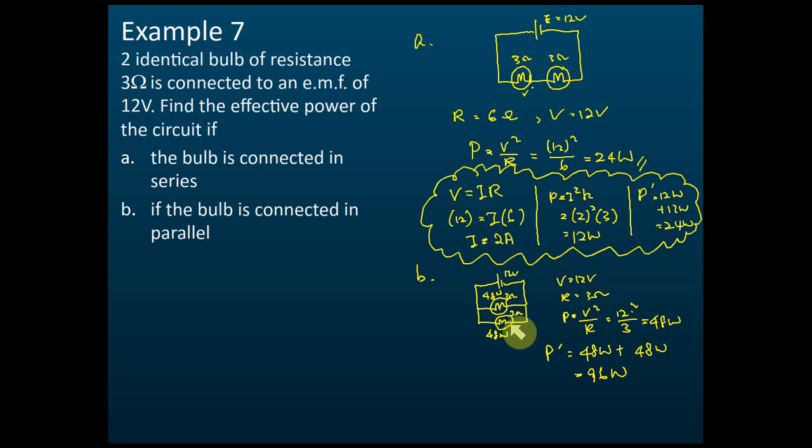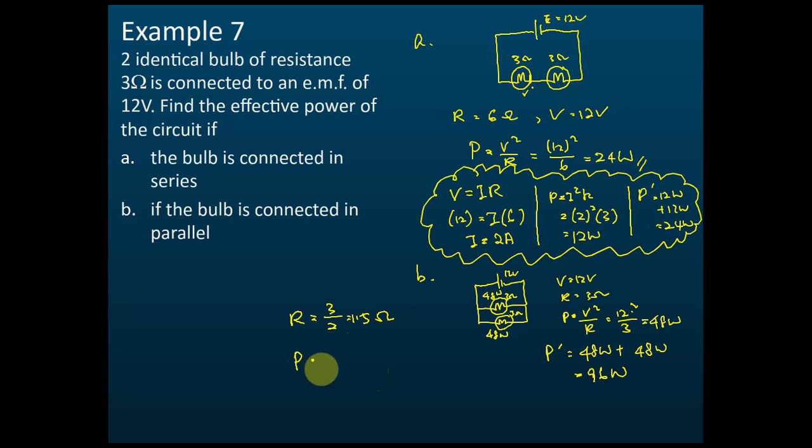Now, if you don't like this method, fine, you can use another one. Let's say I want to find the effective resistance. The effective resistance R equals 3 ohm divided by 2. If you still remember, if they are parallel and the resistance is the same, then we can straight away divide the resistance by the number of resistors. So 1.5 ohm, this is the effective resistance.